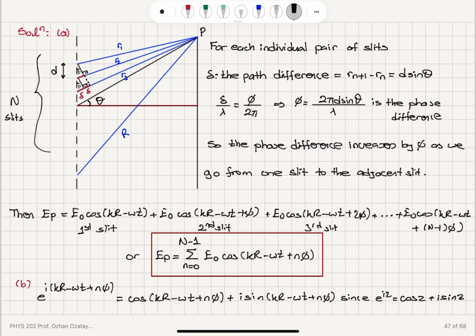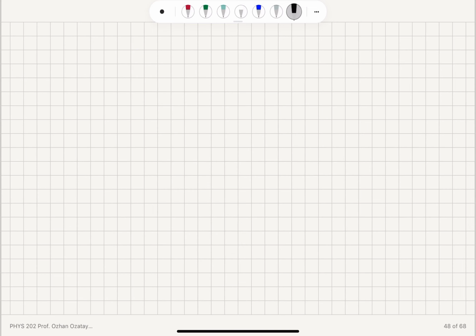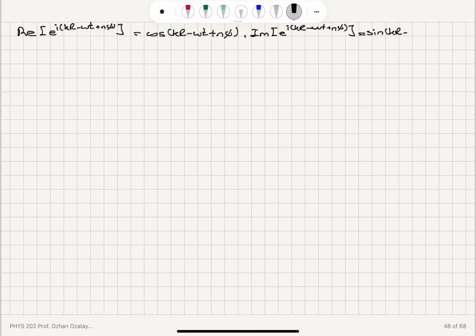Now, what is the real part? The real part of e to the i (kr minus omega t plus n phi) is basically cosine (kr minus omega t plus n phi). And the imaginary part of e to the i (kr minus omega t plus n phi) will be sine (kr minus omega t plus n phi).